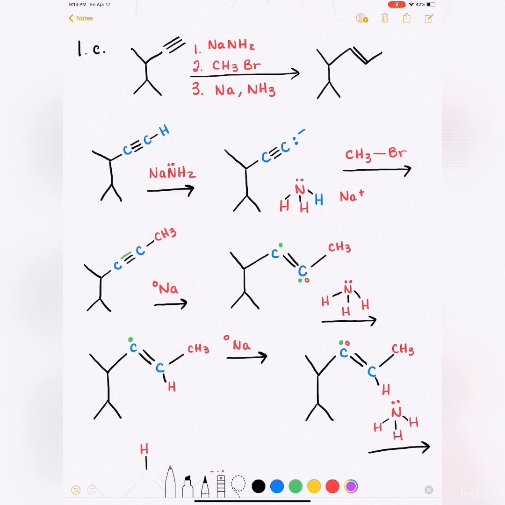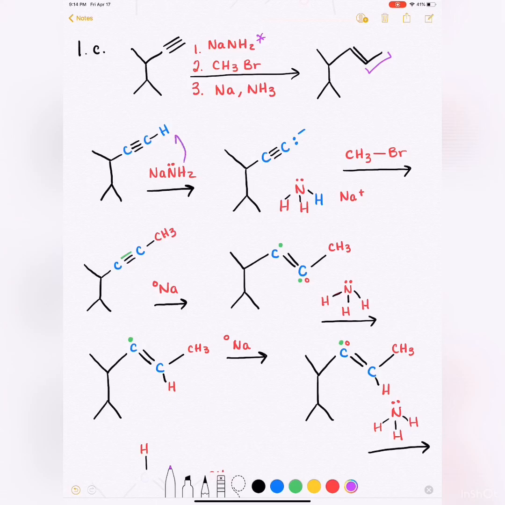In our next example, we start out with 3,4-dimethyl-1-pentyne and end with E-4,5-dimethylhexene. So this is obviously going to be an alkyne reduction, but we can see here that we're also going to need a chain elongation, which can be accomplished through alkylation. So we're going to start out with our sodium amide, which is a strong base.